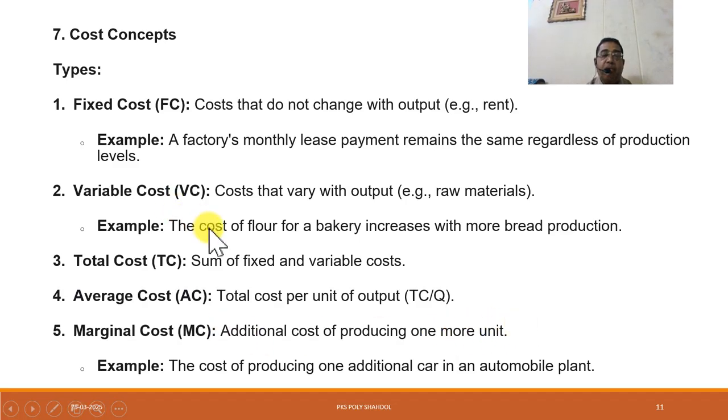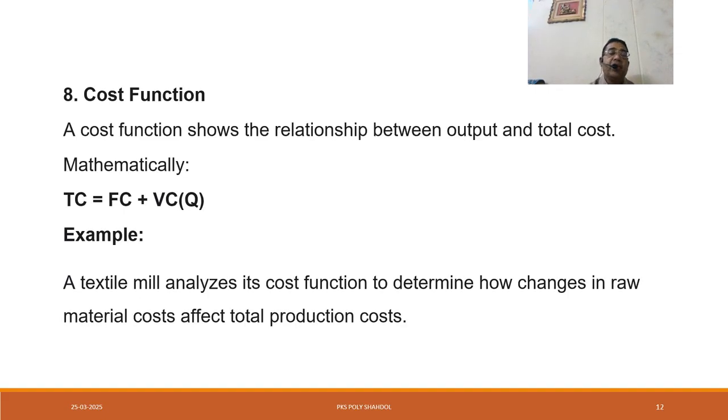Marginal cost means the additional cost of producing one more unit. For example, the cost of producing one additional car in an automobile plant. This is the marginal cost. It means you do not change the whole setup, but marginally you change it.